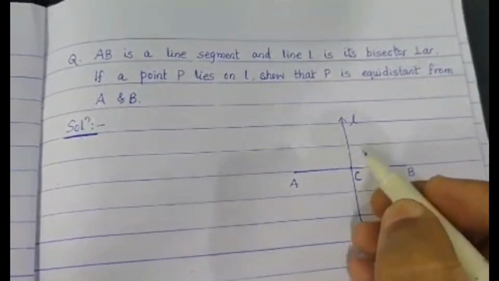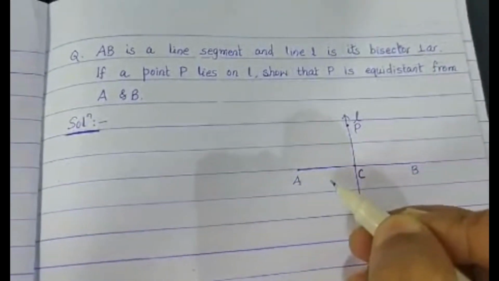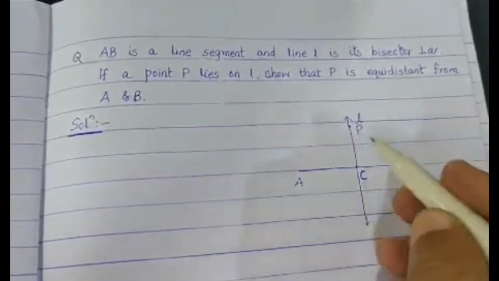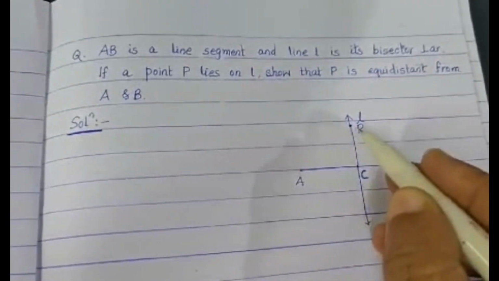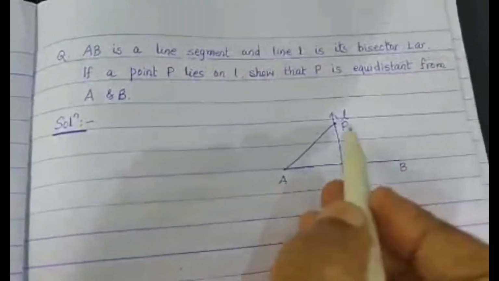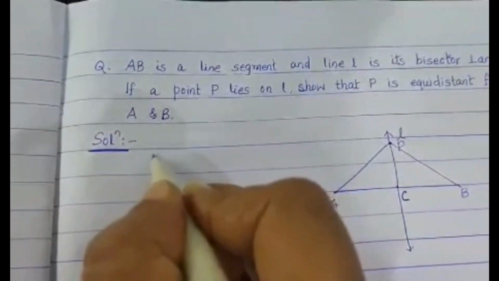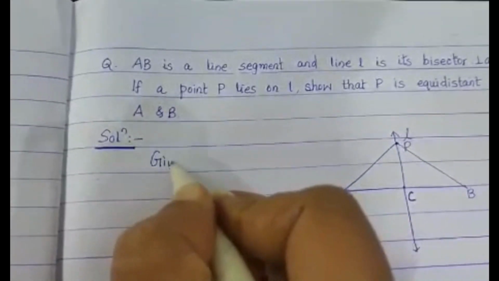If a point P lies on L, suppose this is the point P, lying on L, then P is equidistant from A and B, meaning this distance and this distance are equal. So let us first join these two points. Alright, so let us first write what is given.